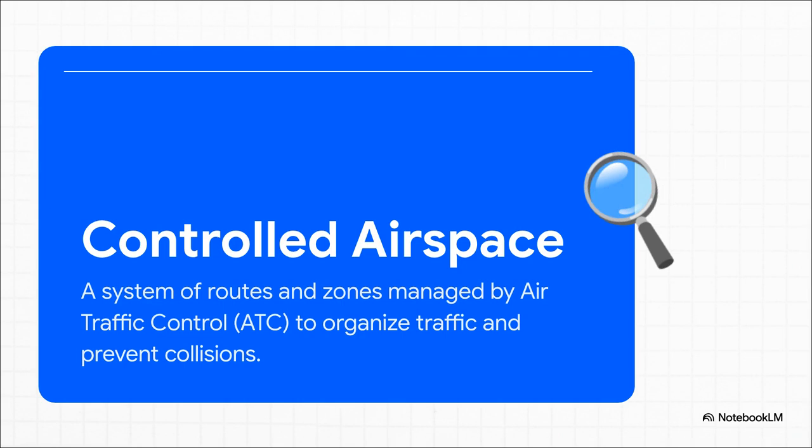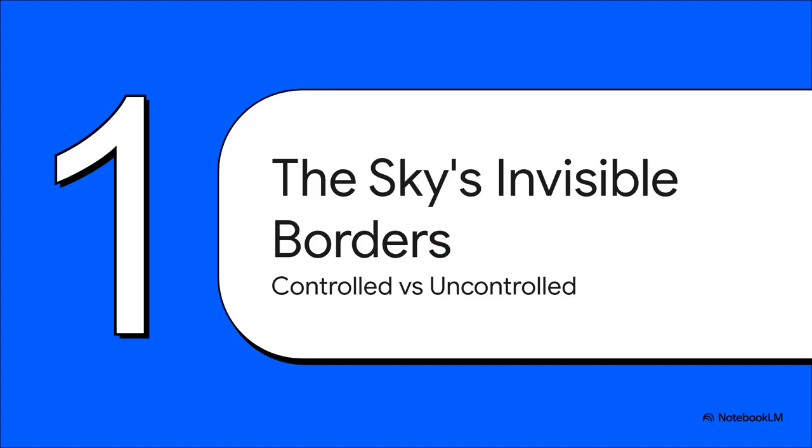And the vast majority of the sky operates under this one system. It's called controlled airspace. And that's where air traffic control, or ATC, provides services to make sure everyone stays safely separated. This whole system is then broken down into different classes, and believe me, each one has its own very specific set of rules. So to get a handle on all of this, we've got to start with the most basic division in the sky: controlled versus uncontrolled.